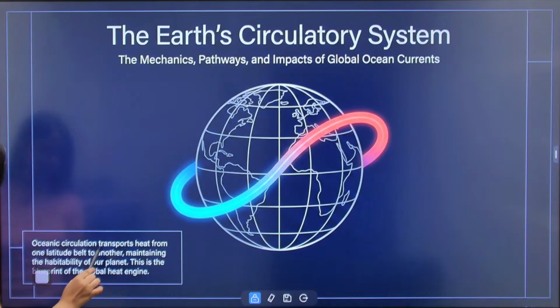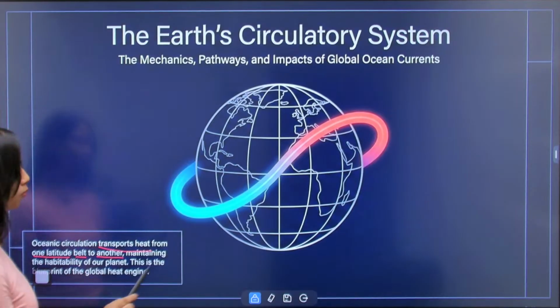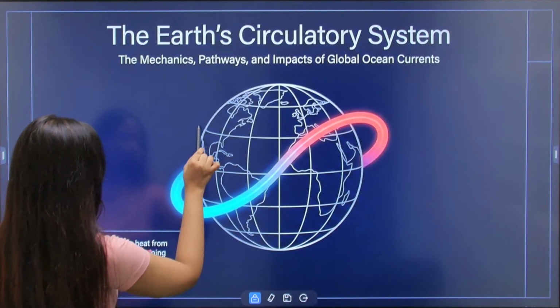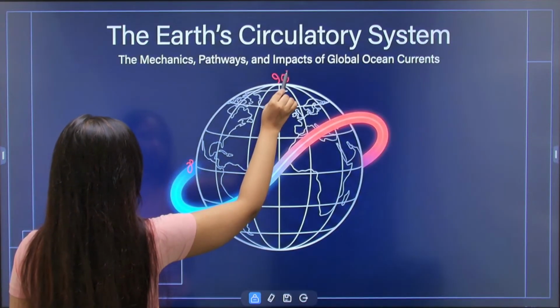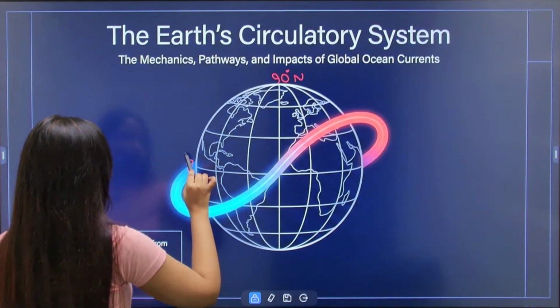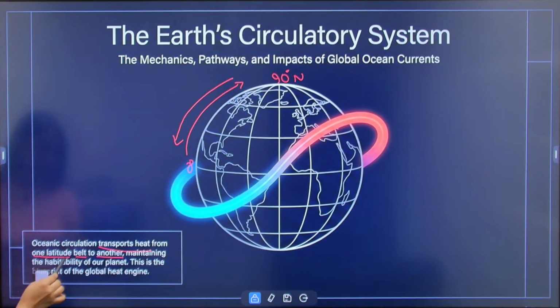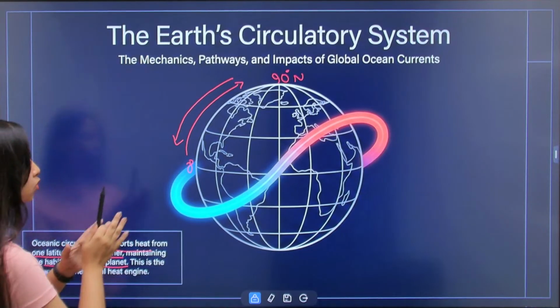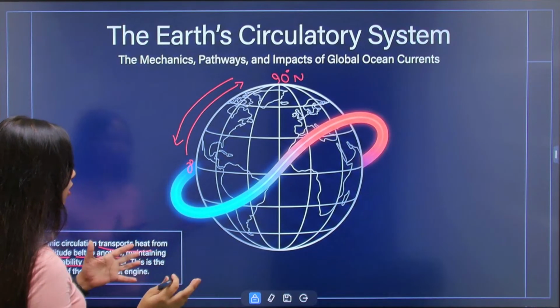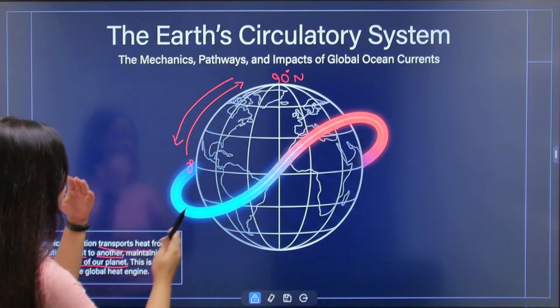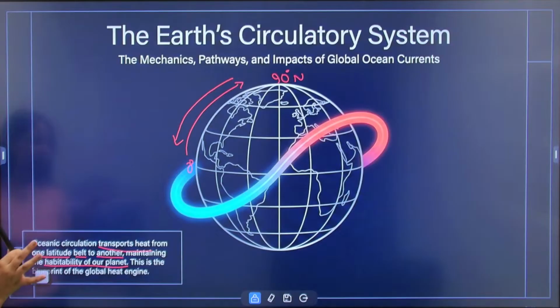Oceanic circulation transports heat from one latitude belt to another. Suppose this is 0 degrees, the equator, and here we have 90 degrees north. It will circulate heat to and from one latitude to another, maintaining the habitability of our planet. Ocean currents make sure that no place on the earth is too cold and no place is too hot. So basically it tries to regulate the temperature so that all regions of the earth remain fairly habitable.